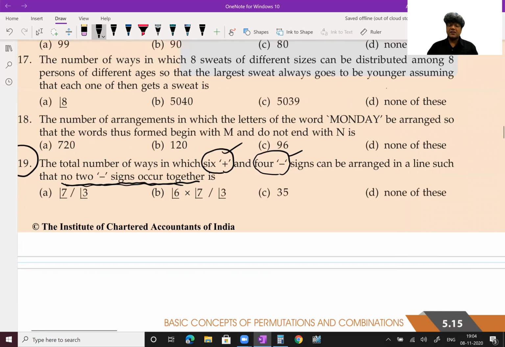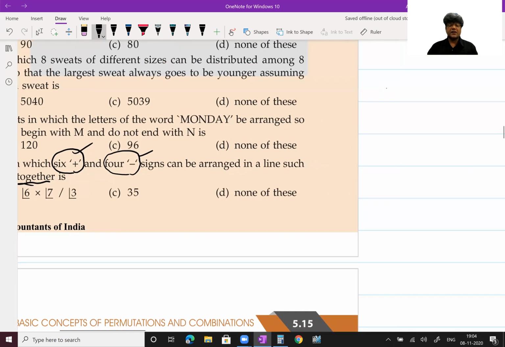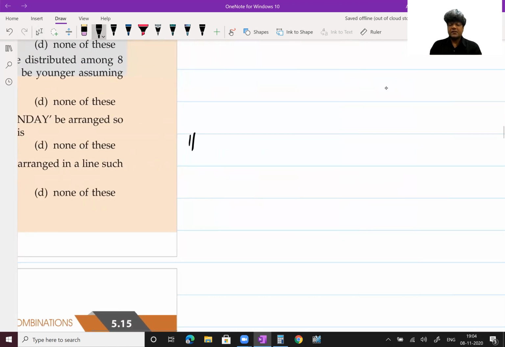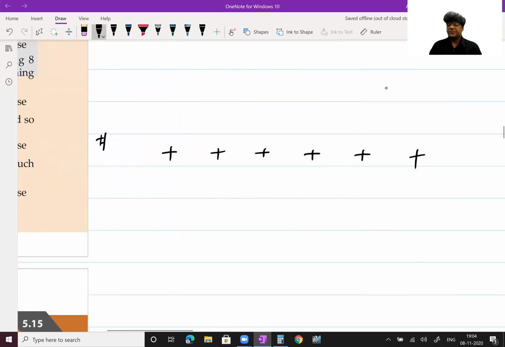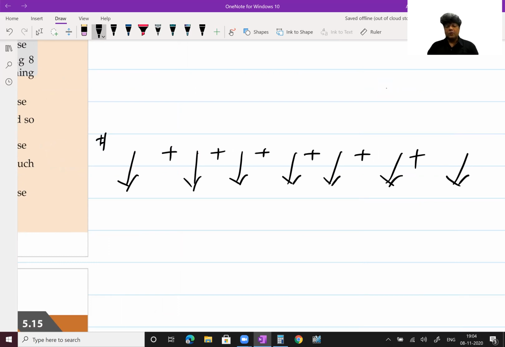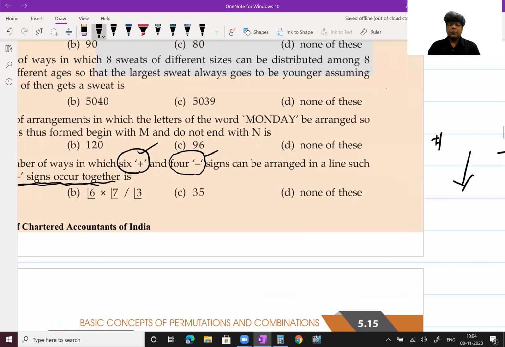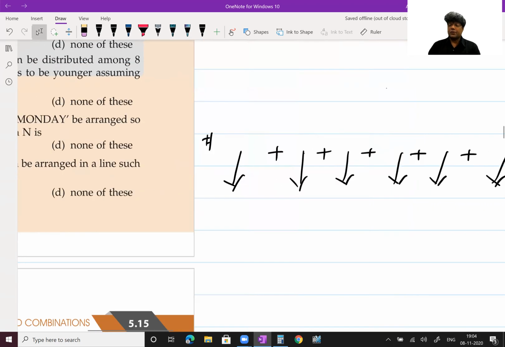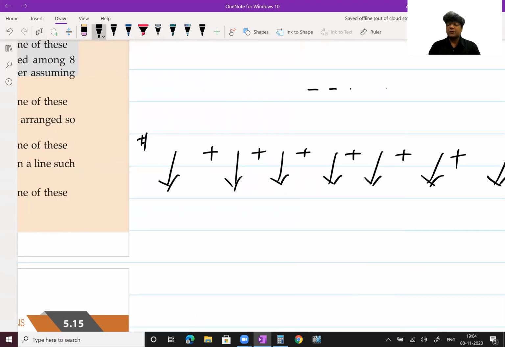No two minus signs together, that means first you have to place the plus signs. How many plus signs? 6 plus signs, 1, 2, 3, 4, 5, 6. So how many gaps? 1, 2, 3, 4, 5, 6, 7. 7 gaps are there. Who is to come? 4 minus signs are supposed to come here.